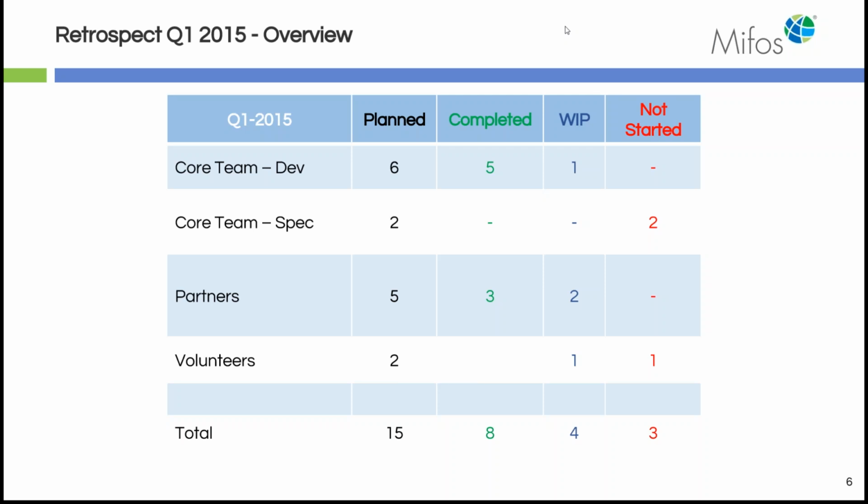Then volunteers, we hoped that we could have 2 tasks done by volunteers, but it looks like we weren't really able to engage people there. So we decided we only have 1 work in progress, which is nearly done. So we're talking about 40%, and 1 is not started. So as you can see, in total, we're somewhere around 60 to 75% complete and work in progress compared to what we expected to do, which is not that bad.